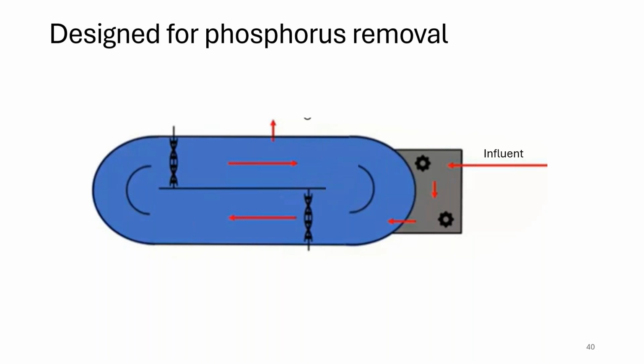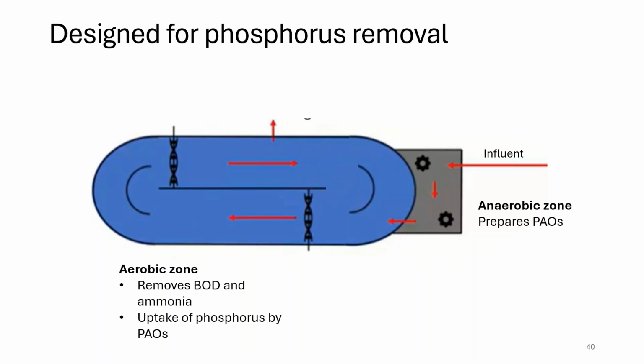An oxidation ditch is designed for phosphorus removal only. We could create an anaerobic zone where there's no oxygen and no nitrate, so we're not going to have any recycle in this case because we wouldn't want to recycle nitrates back into there. So it's anaerobic to prepare the phosphorus accumulating organisms, and then they're prepared once they enter the aerobic zone. Those phosphorus accumulating organisms are uptaking phosphorus, and also the other things that are going on in that aeration zone are BOD removal and ammonia oxidation.